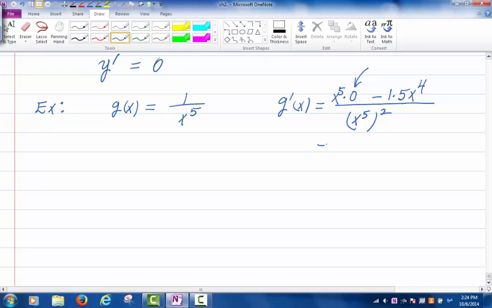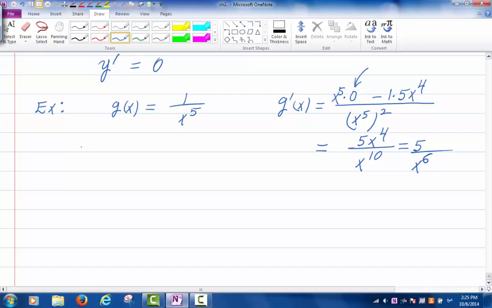So let's see what I have. I have 5x to the 4 divided by x to the what? 10. And all together that is what? Let's just write x to the 6 in the denominator like this.